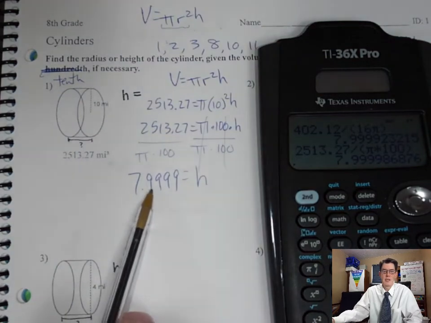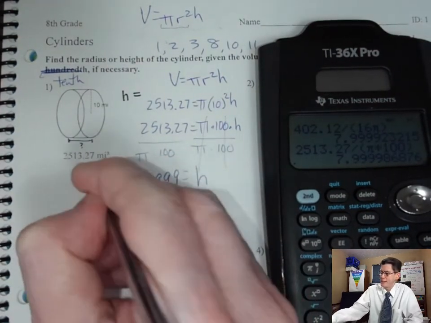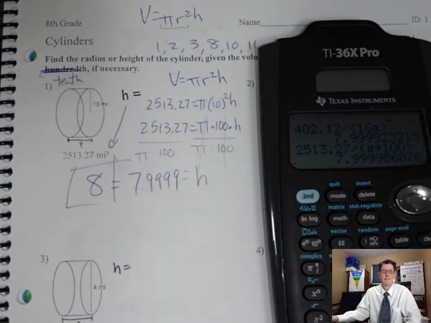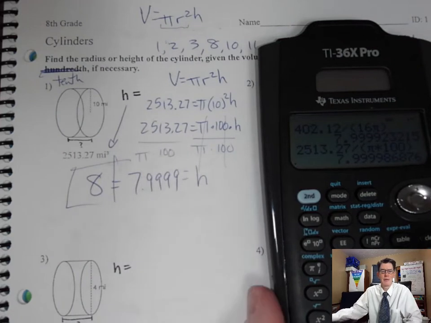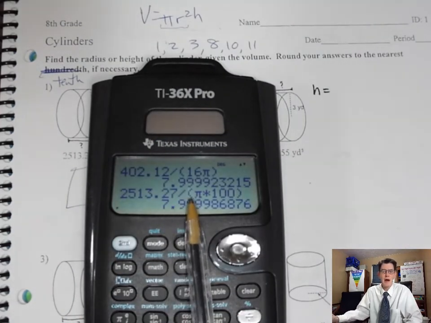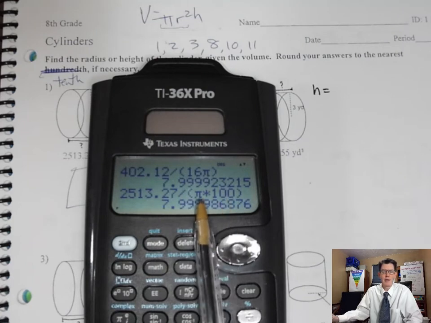So round this to the tenth, look to the next one. All that means we bump it up. The height is 8. We got it. In entering this in the calculator, let me just make sure that it makes sense what we're doing here. You're dividing by all of those items. And multiplication is commutative. You can move those two things around.